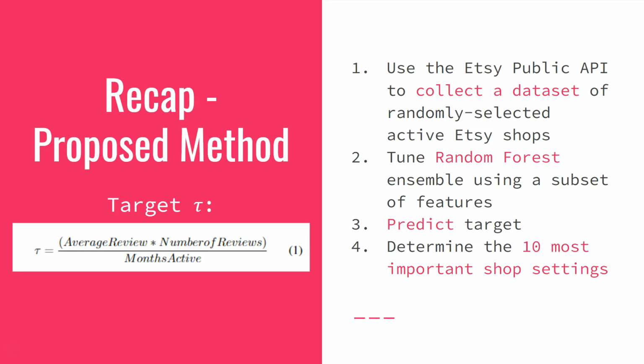For my proposed method, I have the steps listed out here. Over there on the left, you can see my target, which I was calling the average stars per month. It's basically the average number of review stars, reviews being between 1 and 5 stars, that the shop receives per month that it has been active. On the right, you can see my 4 steps. My first step was to collect a data set of randomly selected active Etsy shops. Next, I was going to tune a random forest model using a subset of the features that I gathered in step 1. Third, I'd use the model to predict the target. And fourth, I wanted to determine the 10 most important shop settings that a seller could change to have the biggest impact on the target.